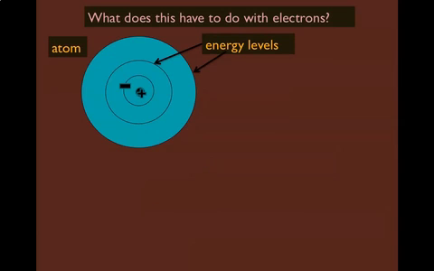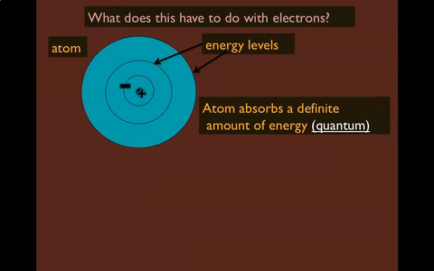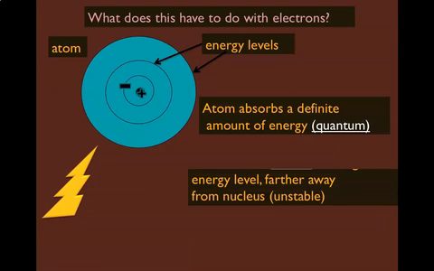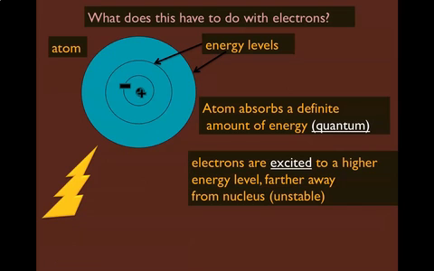So you've got different energy levels where the electrons are available to sit, and the atoms absorb a different amount of energy, and they're called quantums, which is just basically a unit of energy. It's a very small amount. Okay, so that energy goes in, and the electrons get excited to a higher energy level. They go further away from the nucleus. Okay, so you see that electron moving away.